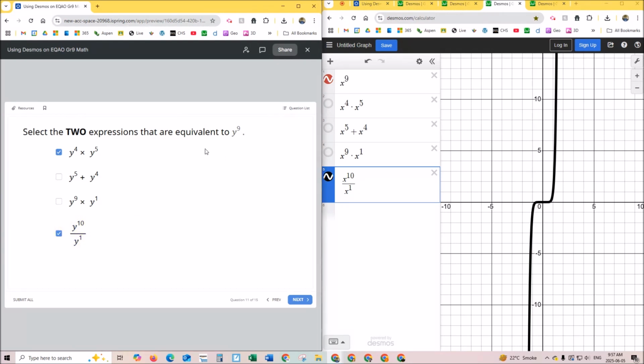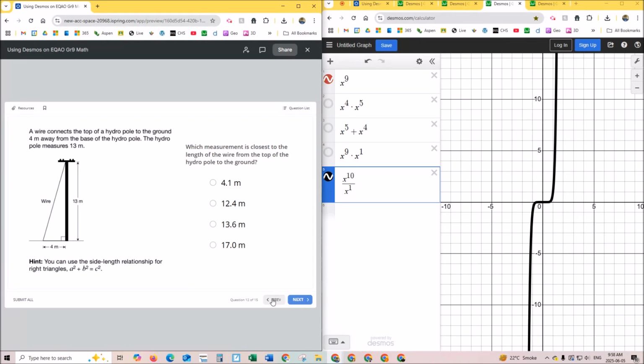So again, educating your students that you don't always have to type in these numbers here. If we're going to Desmos, we can translate it to X, but still be able to check our answers. Of course, knowing the exponent laws makes this job a lot quicker, but Desmos is a tool you can use to check your work.